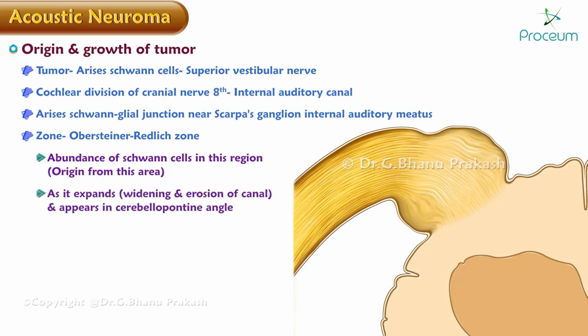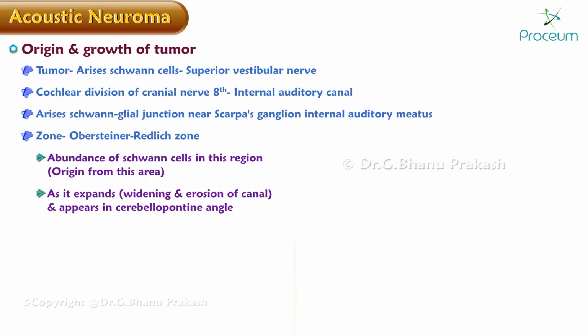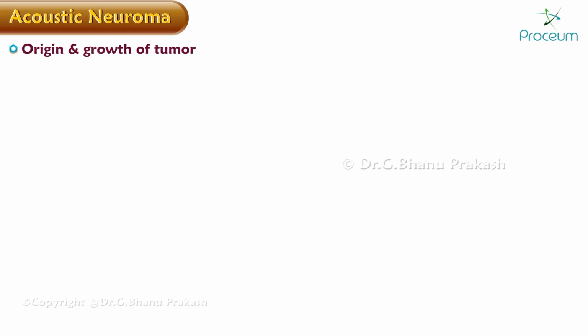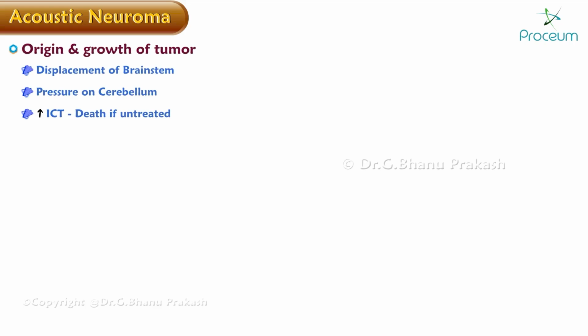As it expands, it causes widening and erosion of the canal, and then appears in the cerebellopontine angle. Here, it may grow anterosuperiorly to involve the 5th nerve, or inferiorly to involve the 9th, 10th, and 11th cranial nerves. In later stages, it causes displacement of the brainstem, pressure on the cerebellum, and raised intracranial tension, which may lead to death if untreated. The growth of the tumor is extremely slow, and the history may extend over several years.